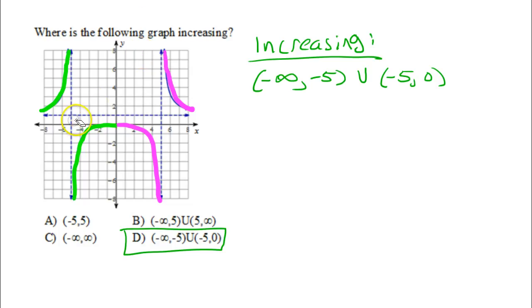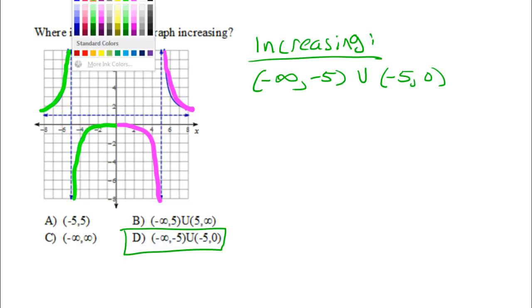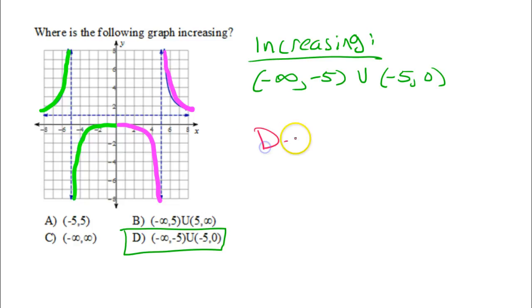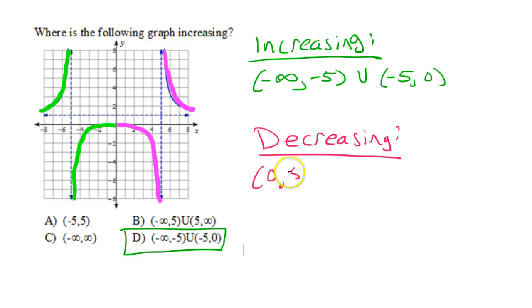But let's keep going and talk about the decreasing intervals as well. All right, because you never know. This is good practice. So this first decreasing portion, again, we have to stick to the x-axis. So it goes from here to here on the x-axis. So that was 0 to 5. Now this other decreasing portion on the x-axis goes from here to here. So that's 5 to infinity.